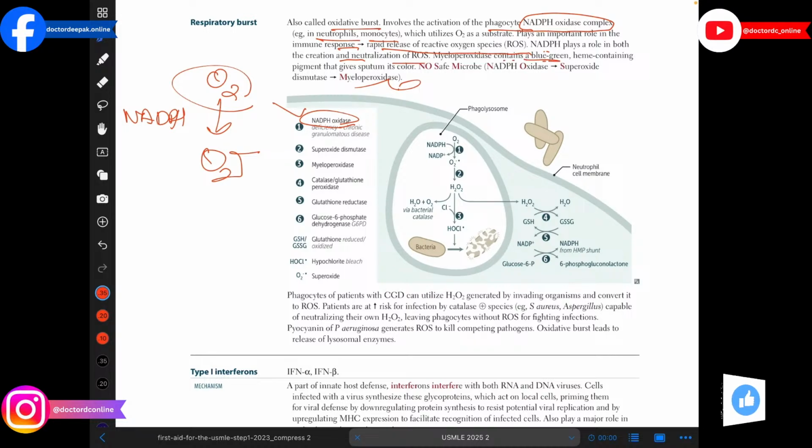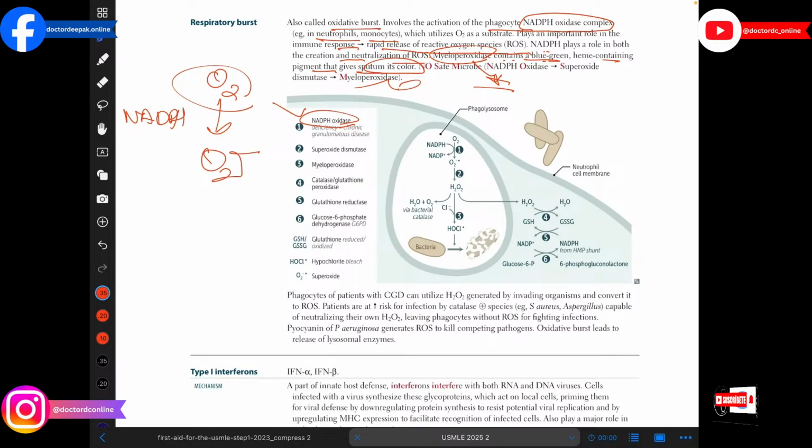Myeloperoxidase contains a blue-green heme-containing pigment that gives the sputum its color. Guys, you know whenever you have a bacterial infection, you go for coughing, and at that time the green or bluish sputum is coming. That is due to myeloperoxidase. Due to myeloperoxidase, the sputum has that bluish green color.